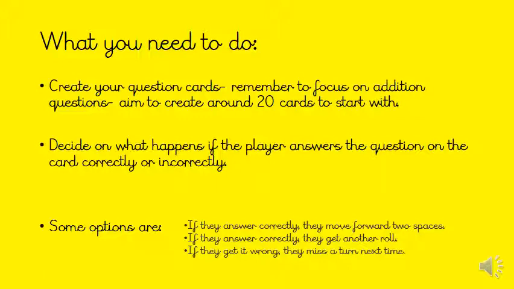Then you'll need to decide what happens when the player answers the question on the card, either correctly or incorrectly. It might be that if they answer correctly, they move forward a certain number of spaces, or perhaps they get another go, and maybe the idea of the game is to get all around the track or the island or whatever it is first, and perhaps if they get it wrong, they miss a turn next time, or they move back a certain number of spaces. So it's up to you, but decide on the rules. You might want to make a note of the rules so you remember. So think about what happens if the questions are answered correctly or incorrectly.